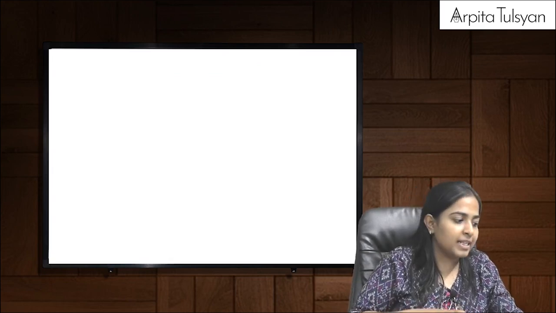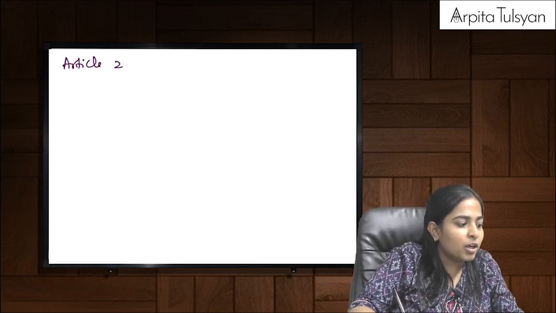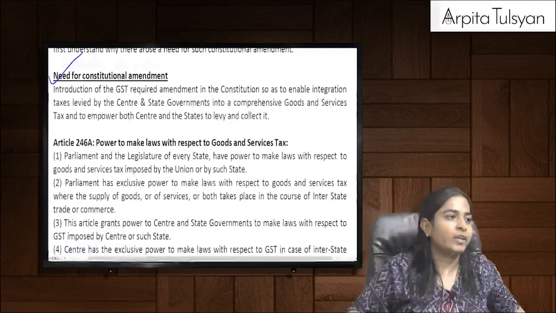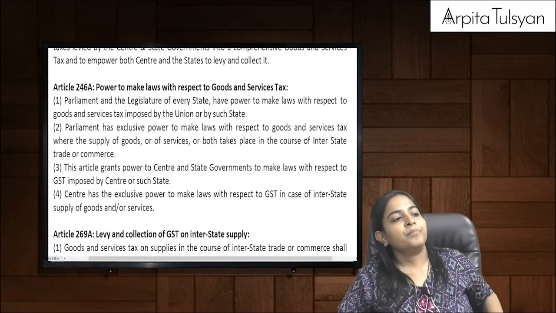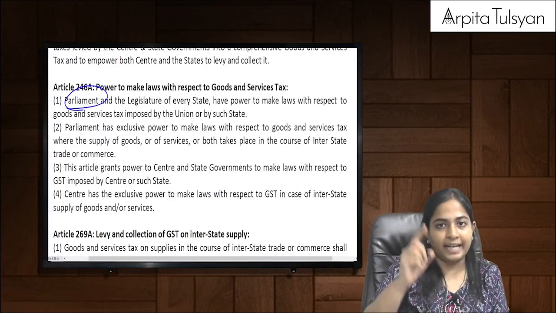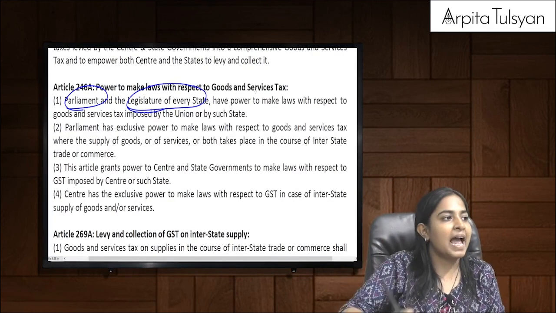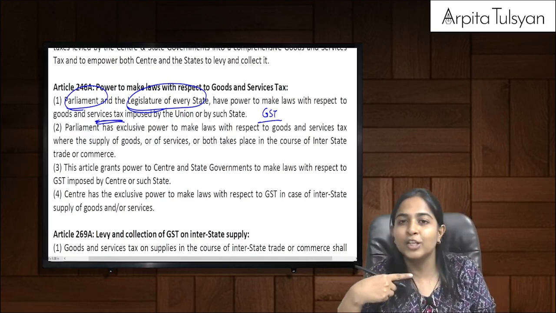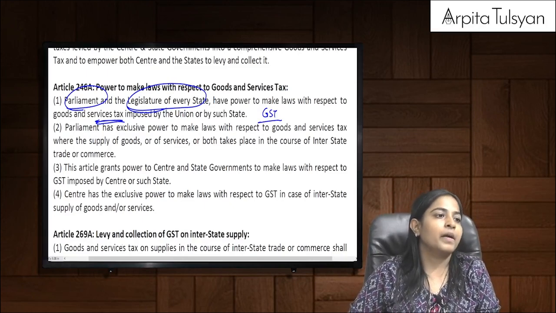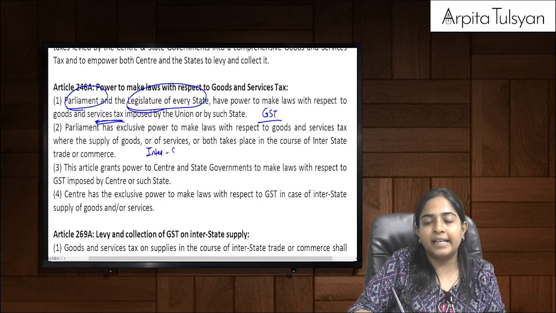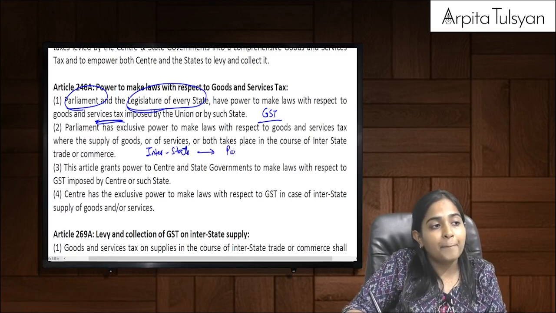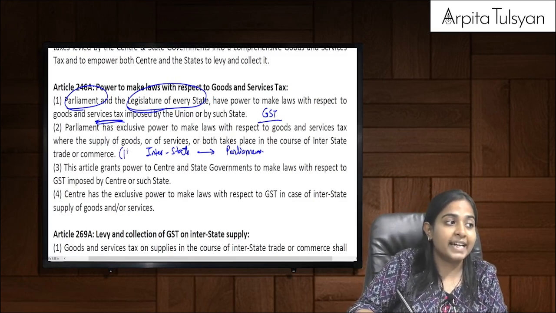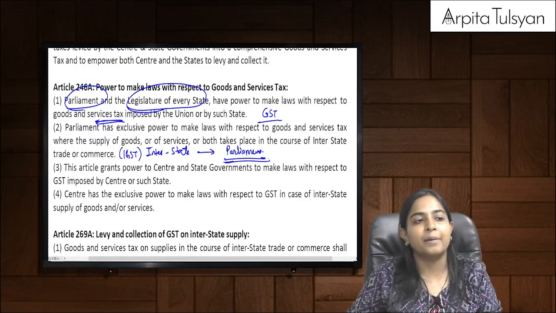Now listen, everyone here. Let's go to the next one, that is article number 246A. What are they trying to tell us in article number 246A? Parliament, center, and the legislature of every state have the powers for GST. Now, in case of interstate, meaning one state to another state, only parliament can make the laws. So can we say this goes under the union list? Whenever IGST is applicable, the laws will be made only by the parliament.